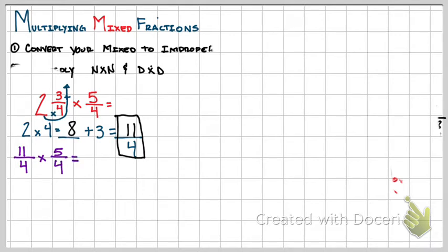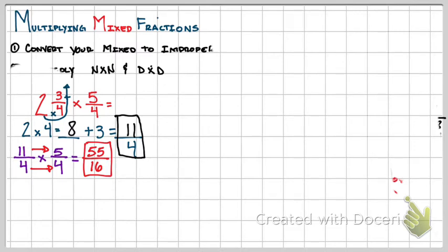5/4. Now I'm going to multiply straight through, because that's what my rule says whenever we're multiplying. So 11 times 5 gives me 55, and 4 times 4 gives me 16. Very good. So now this becomes my product, but I always have to check: does it have to be reduced? In this case, I have to try at least to reduce it.